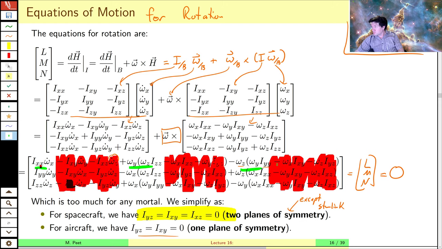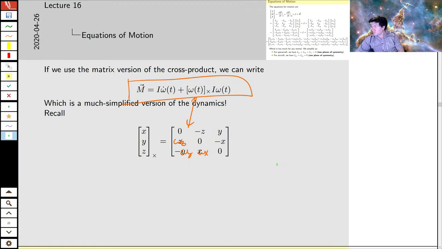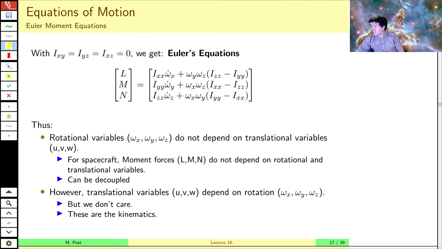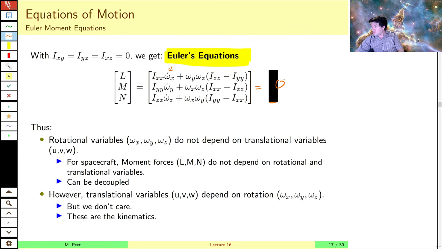So not that bad. And that simplification is Euler's equations, right? Euler's equations. Where we have on the left, torques applied to the body. Here we have on the right, the dynamics in terms of the body fixed rotation rates. And the important thing to note in this case, right, is that even if you set the whole thing equal, you had no torques at all.